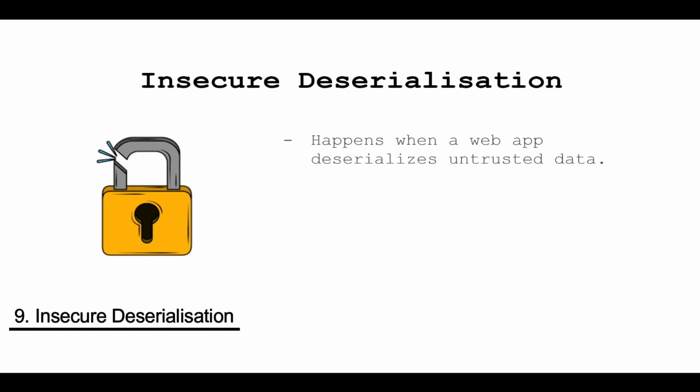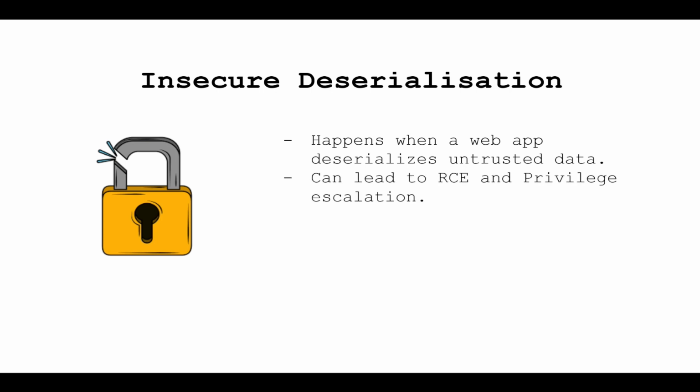Deserialization is the process of converting a stream of bytes back into a data structure that will be used by a program. Insecure deserialization is a vulnerability that occurs when a web app deserializes untrusted data. For example, consider a web application that allows users to upload a file containing serialized Java objects. The web application then deserializes the objects and processes them. An attacker can craft a malicious file which, when deserialized, will execute arbitrary code.